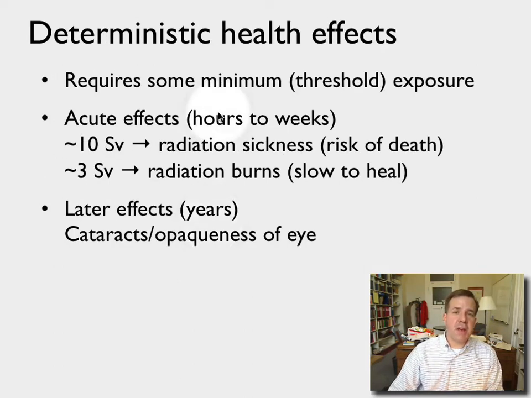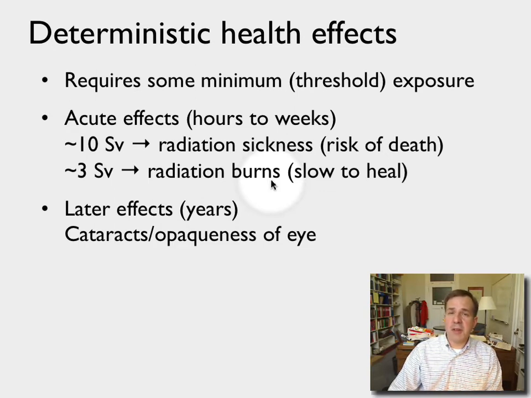If we look at each of these kinds of effects in turn, deterministic health effects, as I said, require some minimum exposure. There are acute effects, things that happen in the short term, over a period of hours to weeks. For a very large exposure, this can be things like radiation sickness, which carries with it a risk of death. At somewhat lower levels of exposure, you can produce radiation burns. And radiation burns are worse in many ways than thermal burns because radiation is relatively penetrating. When you get a radiation burn, it damages a large volume of material, including killing particular cells.